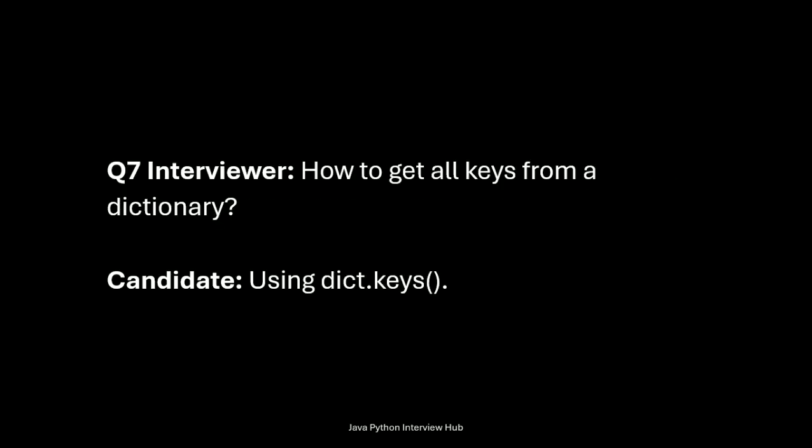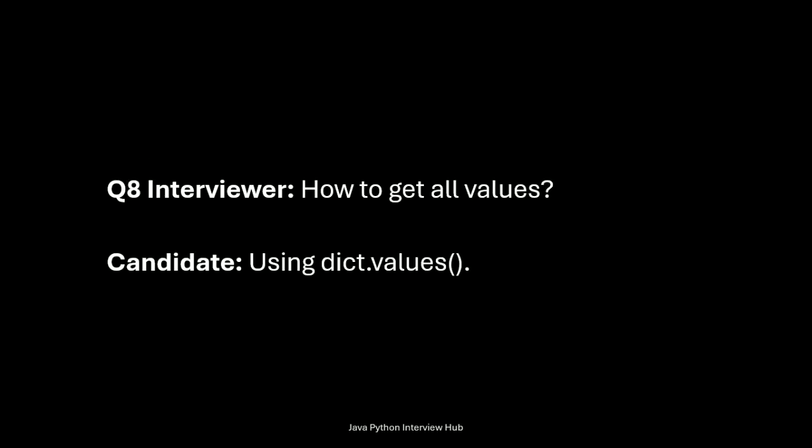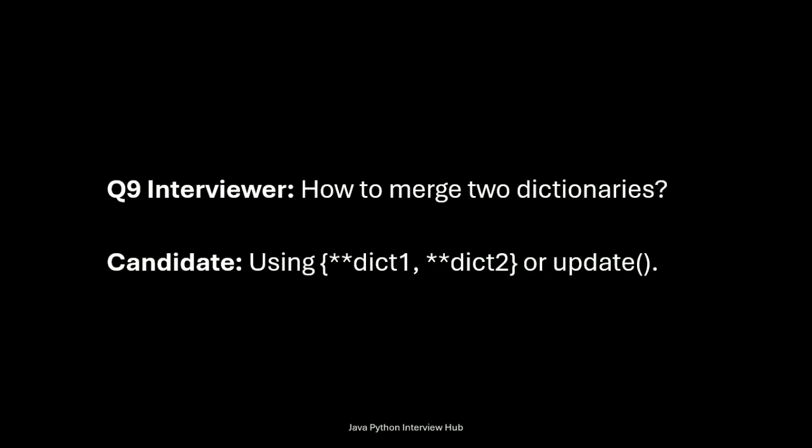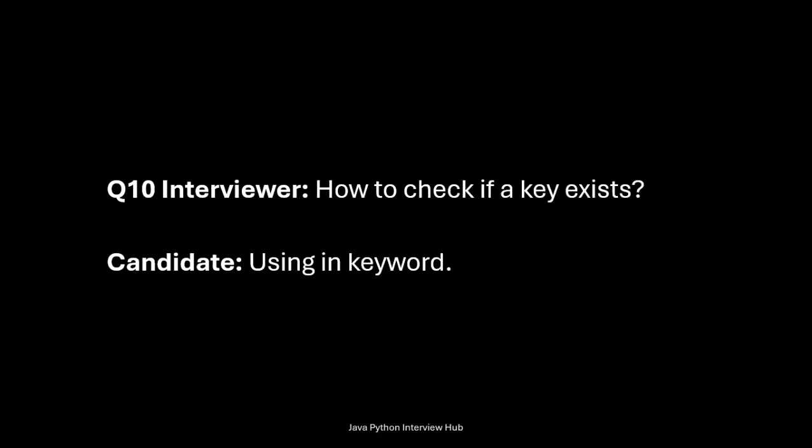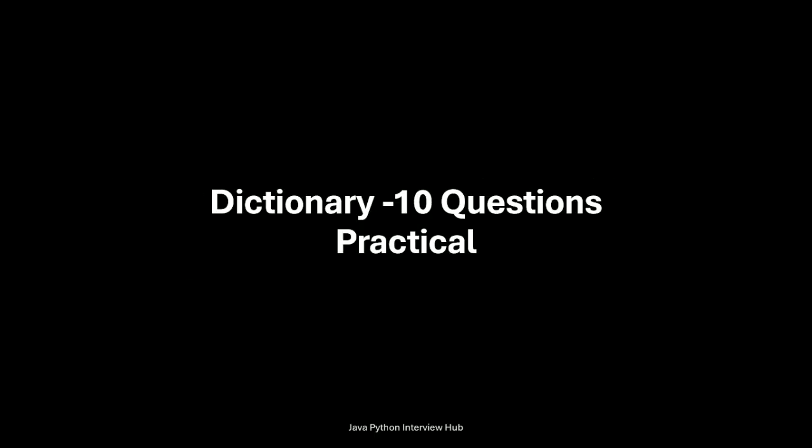How to get all keys from a dictionary? By using the keys library function with the dictionary. Values by dict.values. How to merge two dictionaries? Using update. And the last one is how to check if a key exists? Using the in keyword. So here are 10 theoretical mock interview questions for the dictionary. Let's move to the practical questions.